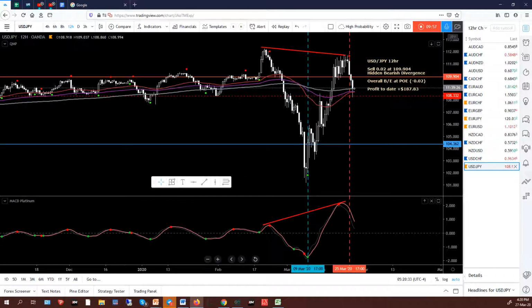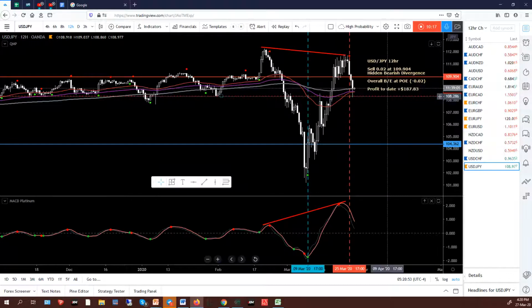Last one, USD Japanese yen. Now this one I was stopped out. I was in a buy here. It's gone up obviously nicely. Closed out half, taken profit. That little spike down took out my stop. So that remaining buy was stopped out for a profit of $61.80.